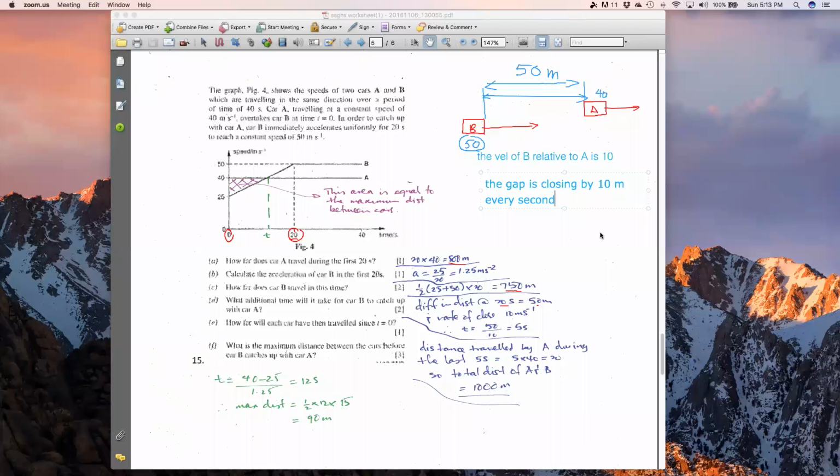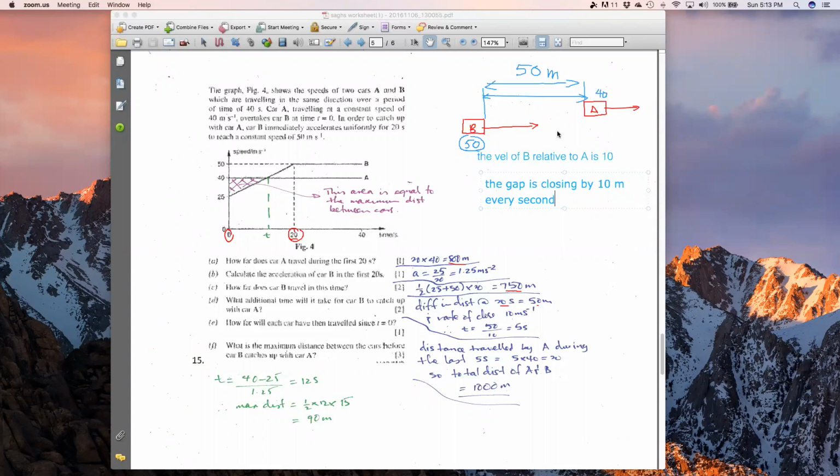The gap is closing by 10 meters every second. Now, let me go further with that. Let me show you that point. In 1 second, how far would A travel? Answer: in 1 second, A would travel 40 meters. In 1 second, how far would B travel? B would travel 50 meters. So the space between A and B during that 1 second has decreased by 10 meters. That's the point. Are you seeing that?